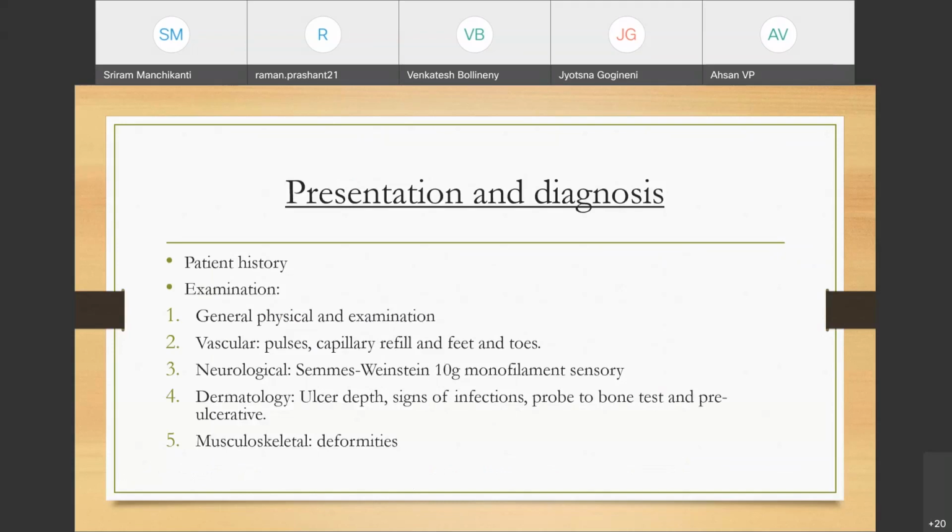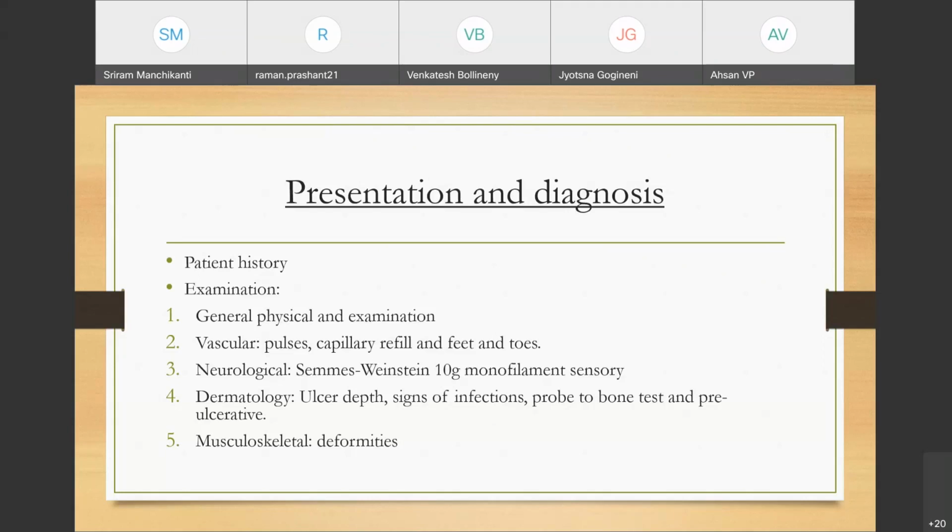How do these patients present? In any patient with a diabetic foot ulcer, the patient history includes how many years of diabetes, the medications for diabetes, other history, and the presence of any symptoms of significant diabetic neuropathy like paresthesias or acute pain sensations. The number of admissions is important, as is the history of previous ulcerations or amputations done for these patients. The examination includes a general physical examination and a vascular examination, where it is important to note the peripheral pulses and capillary refill in the feet and toes.